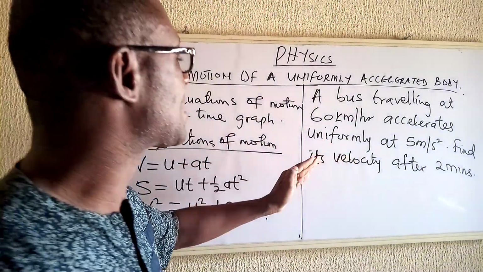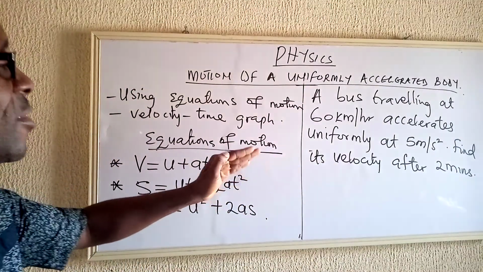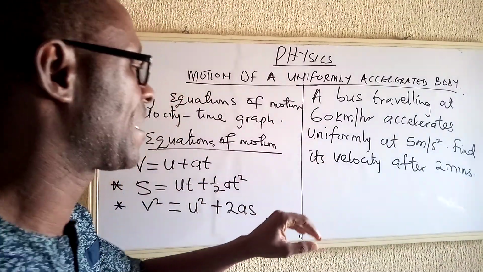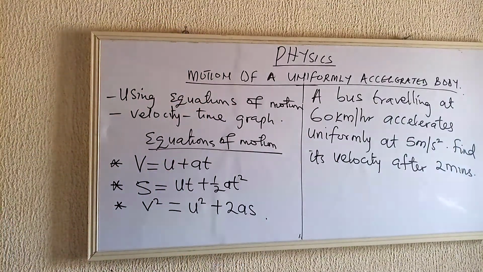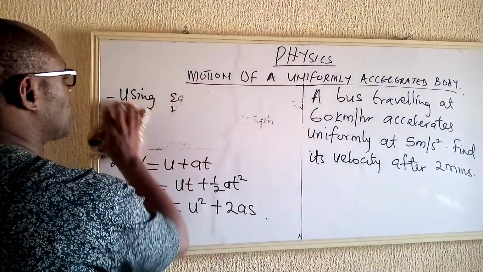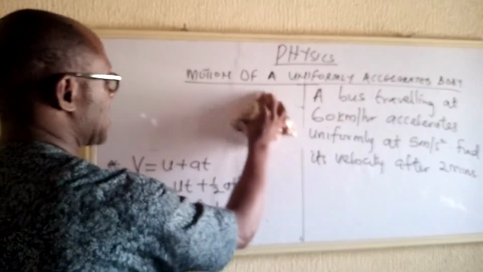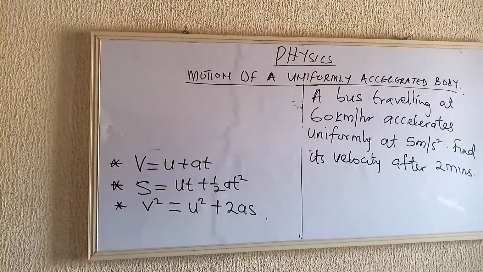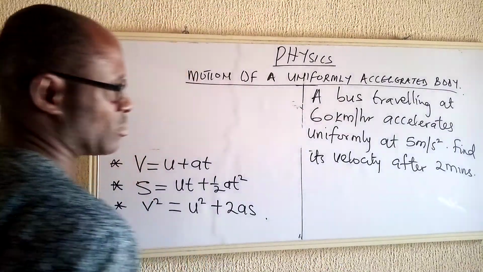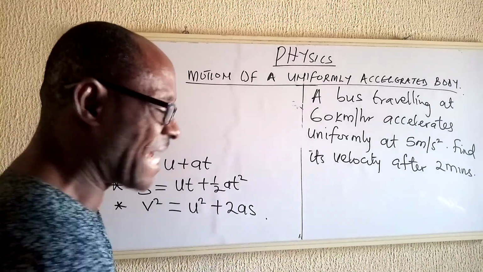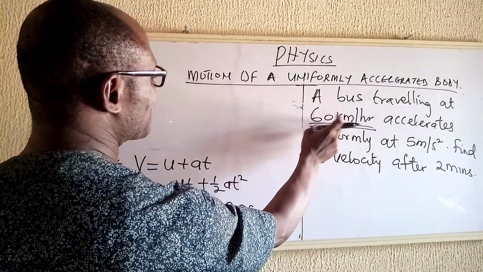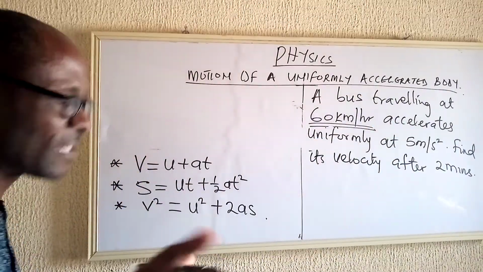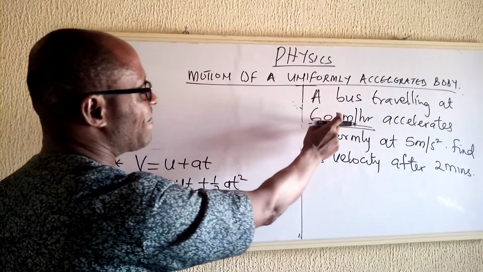A bus traveling at 60 km per hour accelerates uniformly at 5 meters per second square. Find its velocity after 2 minutes. To answer a question like this, you need to analyze the question by writing out the information given, just to guide you, though it's not compulsory. A bus traveling at 60 km per hour, that is the speed with which the bus is traveling initially. Therefore, this is the initial velocity, which will be U.